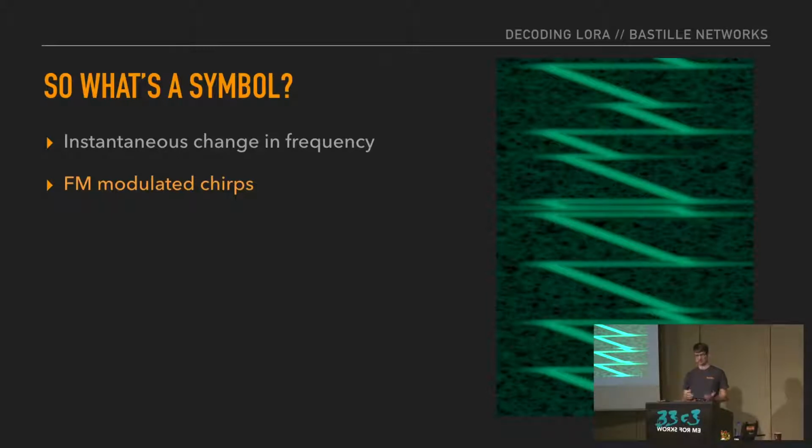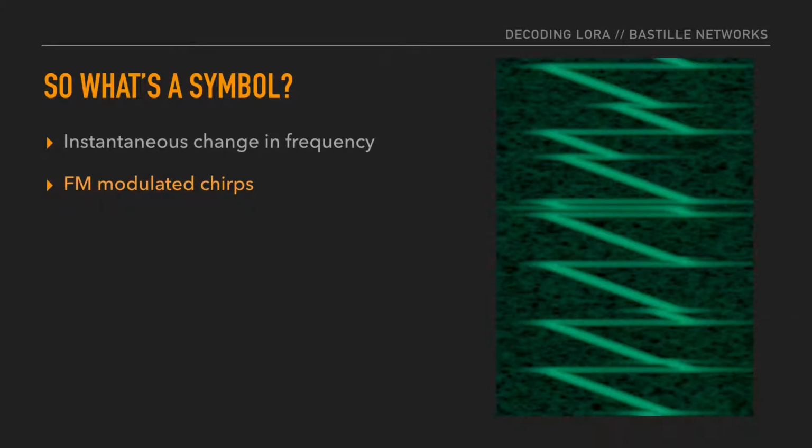So in this case, what is a symbol? Well, we've talked about how this modulation is basically frequency modulated chirps, right? So what we're going to try to do with this demodulator is quantify exactly where the chirp jumps to whenever we have one of those discontinuities. So let's start working through it here.